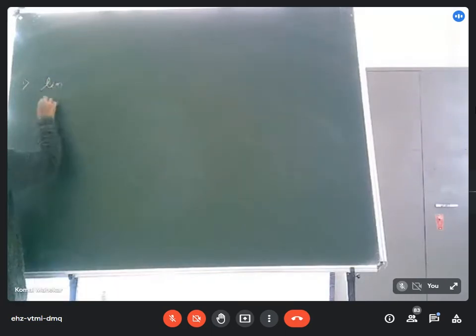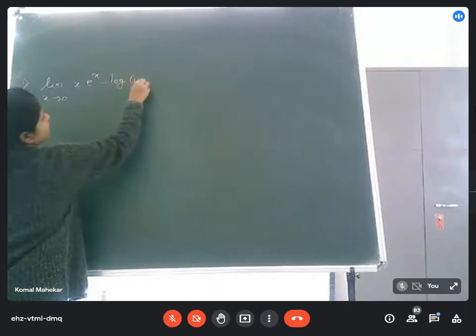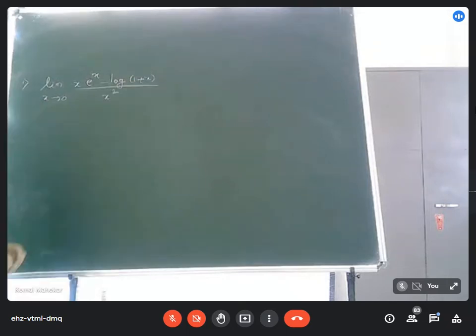Limit x tends to 0, (x e^x − log(1 + x)) / x². Okay, now this is the limit which is given to you. We will evaluate its value.